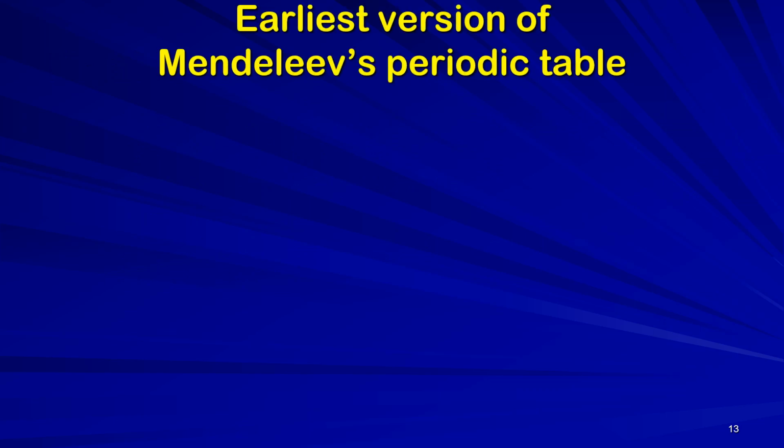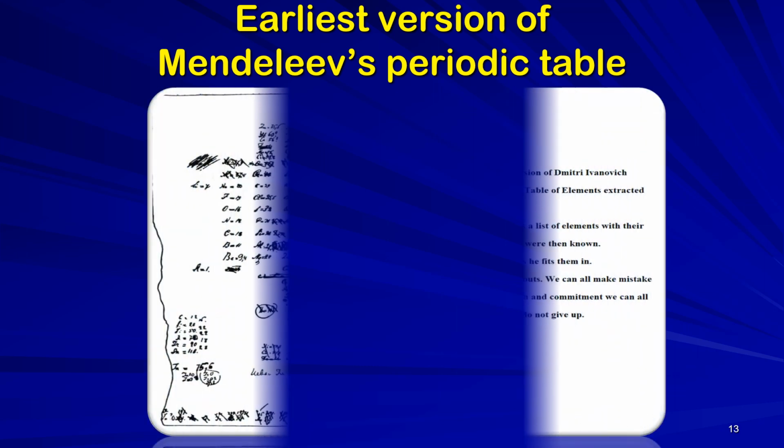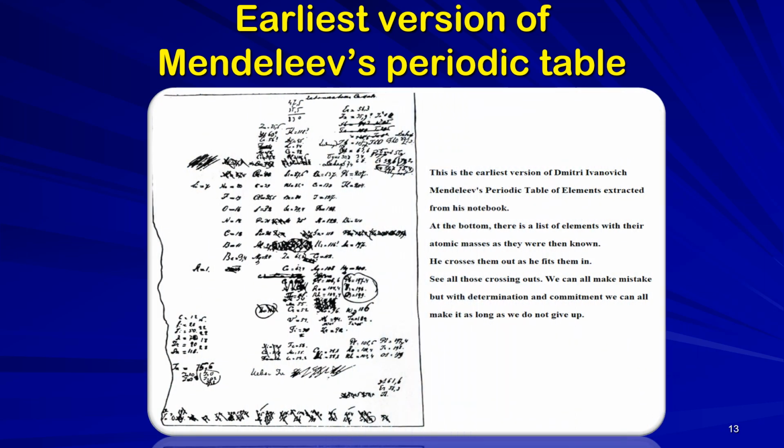The earliest version of Mendeleev's periodic table is shown here. You can see here we have the elements. This is fluorine, this is oxygen, nitrogen, carbon, boron, and this is beryllium. We have other elements here, and you can see how he crossed out some of the elements if they were not fitting, and this is something very interesting.